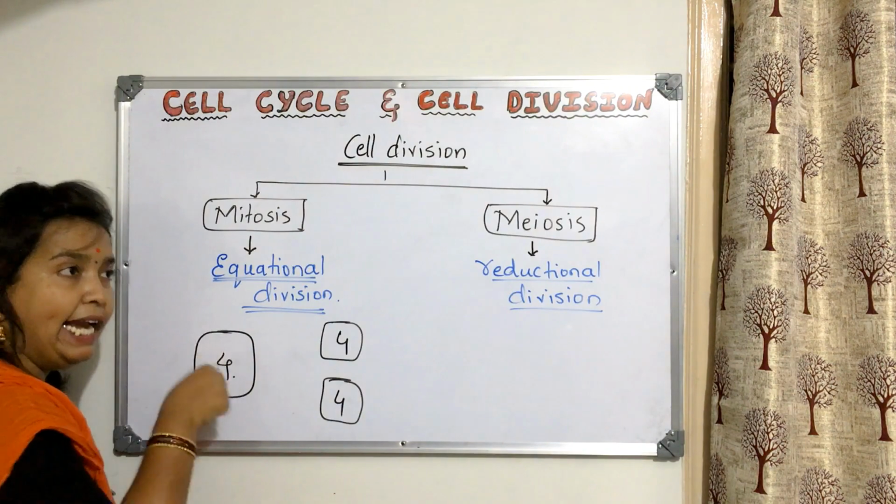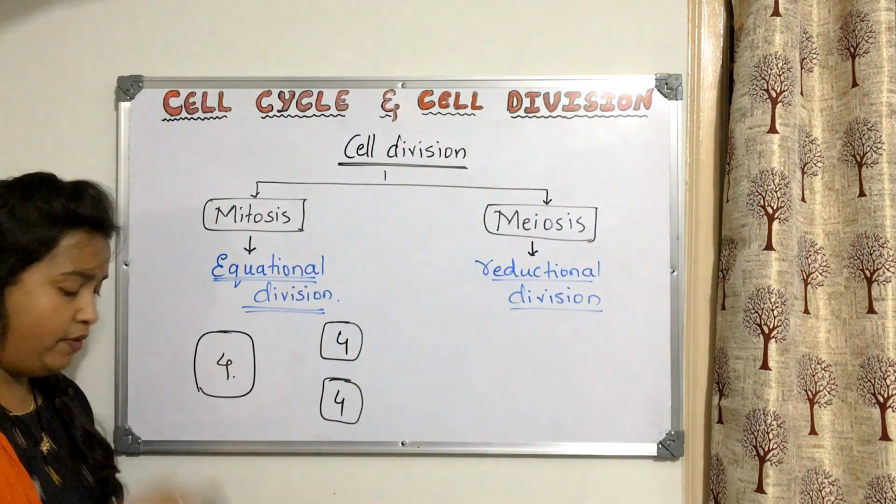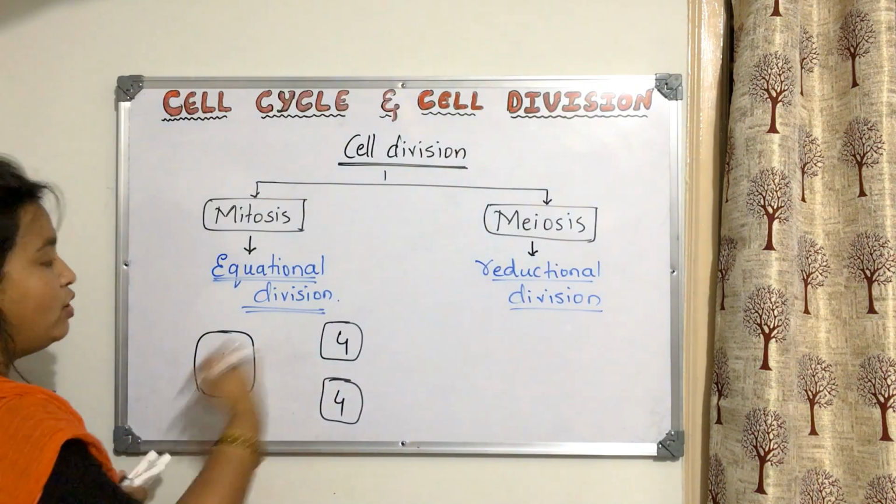He should make it 8. Then only he can give 4 and 4. So that we will discuss later and in detail. So what is mitosis?